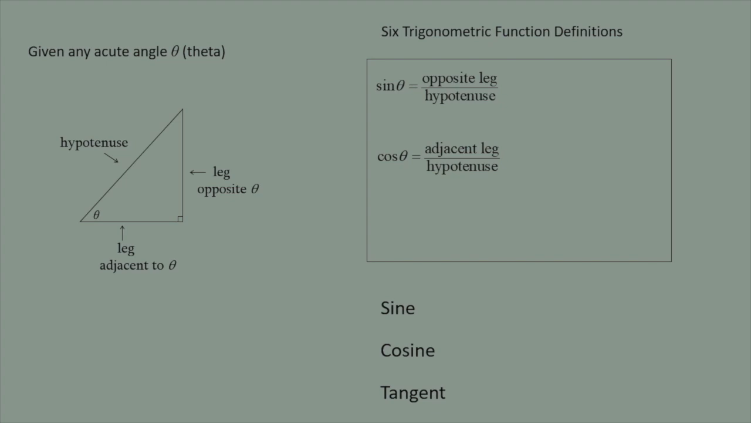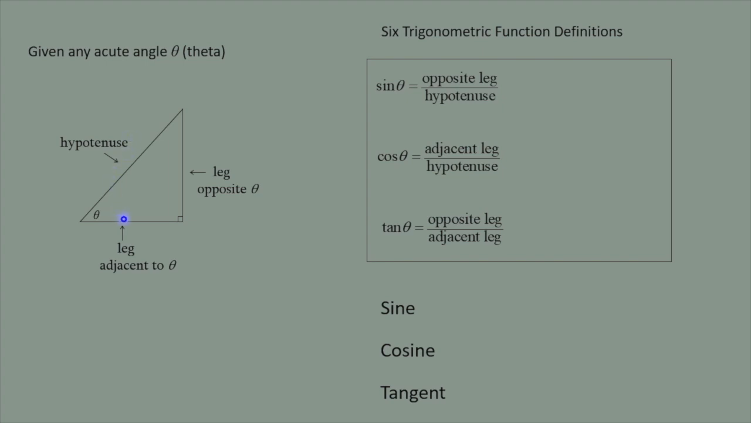And then we have tangent, abbreviated tan. Tangent of an angle is the leg opposite the angle over the leg adjacent to the angle. These first 3 functions can be considered the primary trigonometric functions. These are the 3 you'll find on your calculator, and these are the three you'll find in most trigonometric tables.